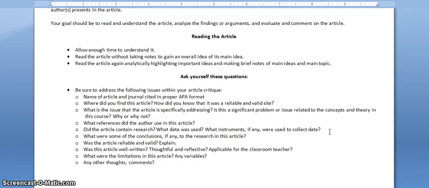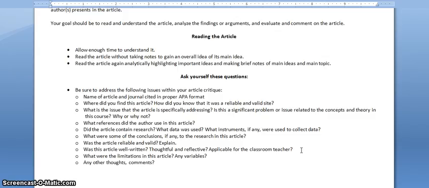What were the conclusions that the author came up with? Was the article reliable and valid? You can usually, in these research articles, find that it will address reliability and validity, so you can actually pull this from the article itself. Now this is where you'll come in. Was the article well written, thoughtful, reflective? Was it applicable for the classroom teacher?